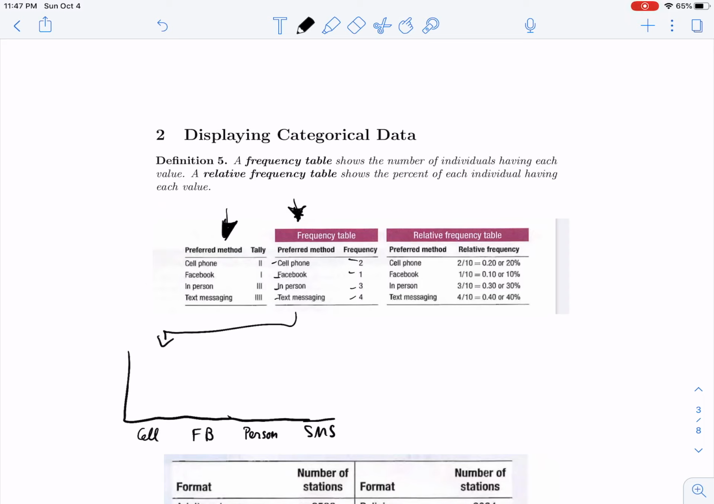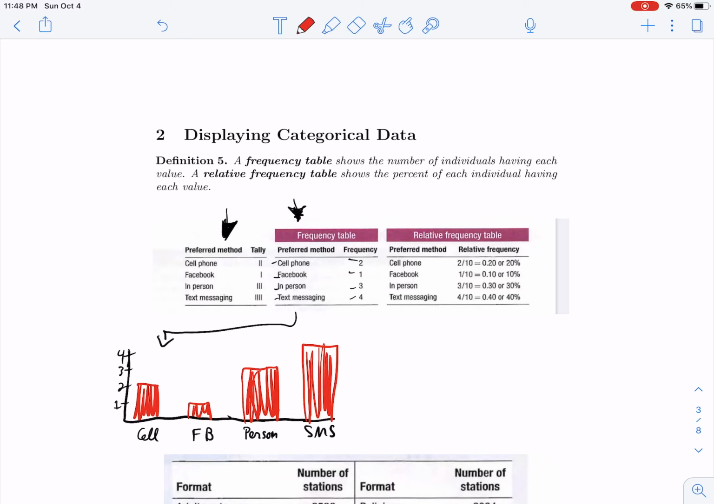And we have our frequencies up the side, so 1, 2, 3, 4. And then we can draw our bar graph, right? Cell, Facebook, in person, text message. Okay, so there's one way to display this data.